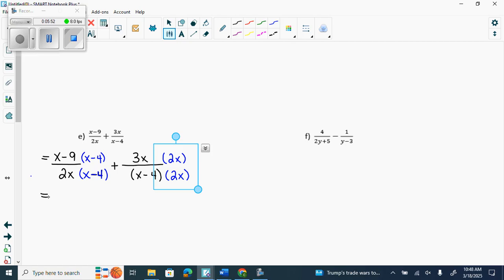Do I have common denominators now? 2x, x minus 4, x minus 4, 2x. Do I have common denominators now? Yes. So should I put them together because that would be fun? Or just say, hey, I got common denominators, yay.